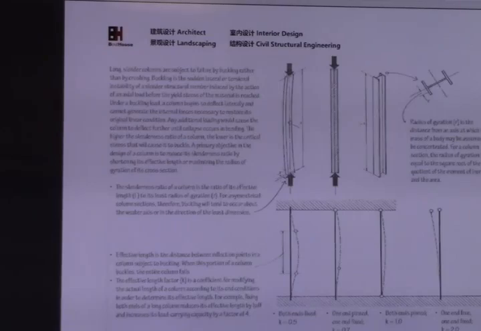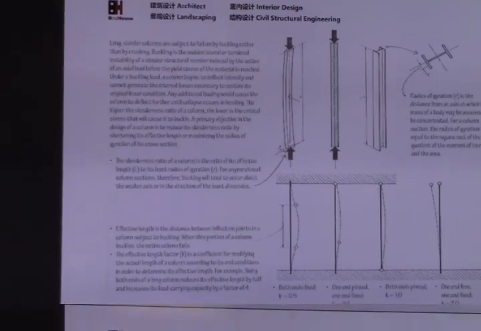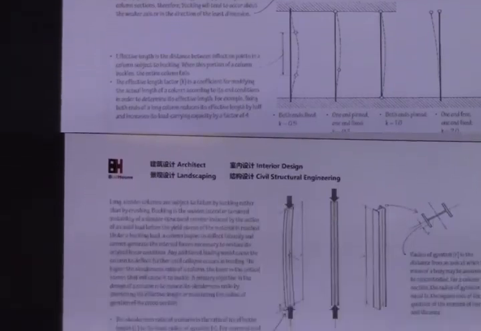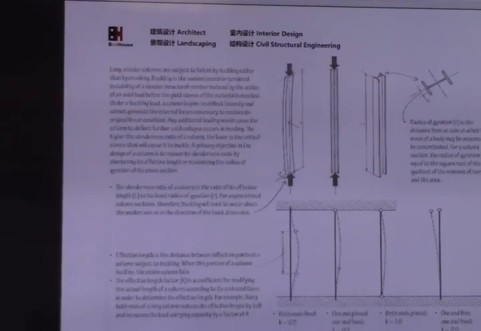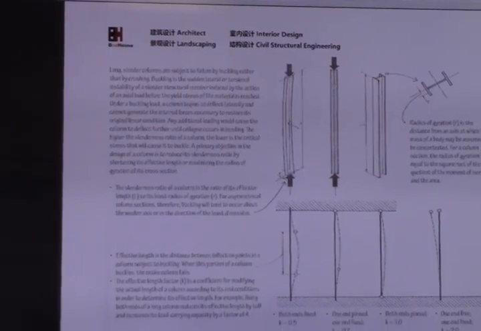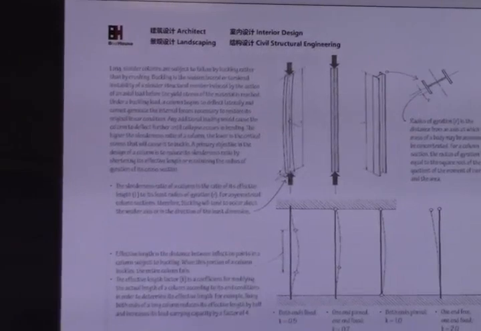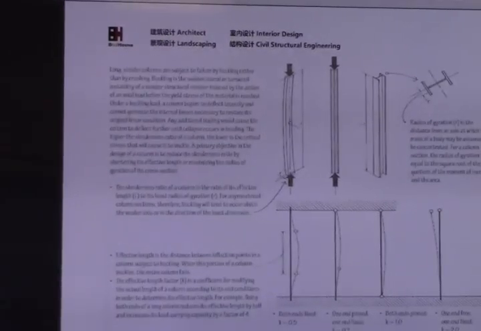But when the column is buckling, it fails. So we have a limit, a degree limit for the column to buckle. Just showing the column has end restrictions, right? They have different restrictions, different end supports, and they have different actions.